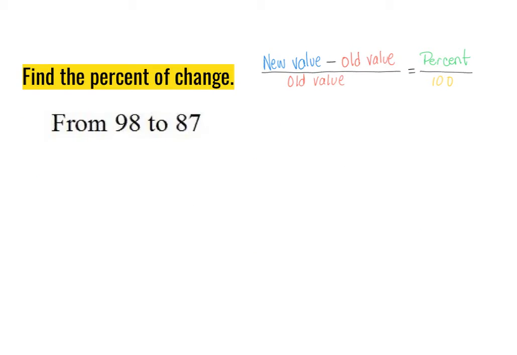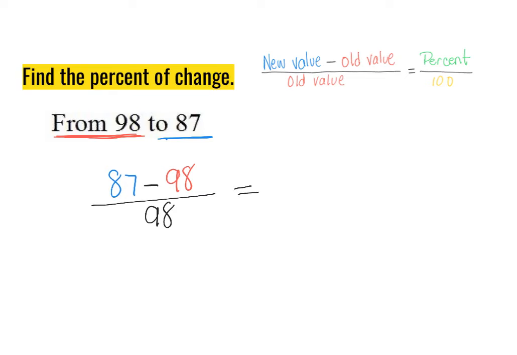Okay, so in this example, I also want to find the percent of change, but this time we have different wording because we're not told what is new and what is old or what was the original amount. But we know that we went from 98 to 87. So we started at 98, meaning the old value, and then we went to 87, so that would be the new value. So I'm going to plug in my information, 87 minus 98 over my old value, which is 98.